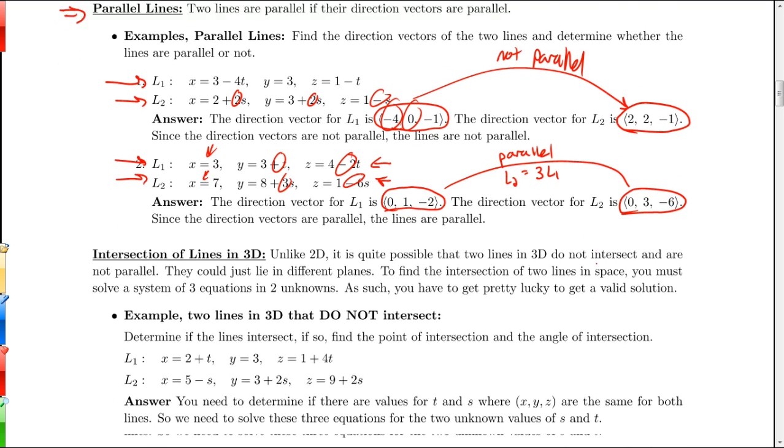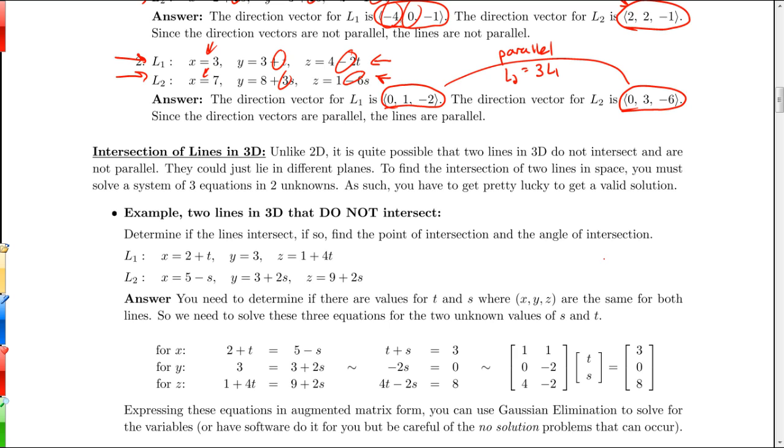Okay, so now the intersection of lines in 3D is much trickier than it is in 2D. In 2D, they're either parallel or they intersect.